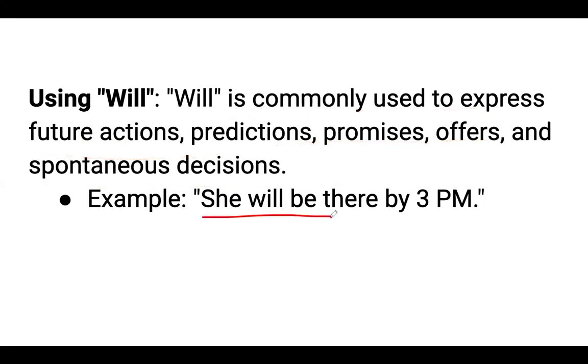For example, she will be there by 3 o'clock. She will be there by 3 p.m. In that, it's a kind of prediction you are making, right? You can also say it is a promise. She will be there by 3 p.m. can also be known as a promise, but more it indicates a prediction, and you can also talk about future actions, right? And you can also make a kind of statement.